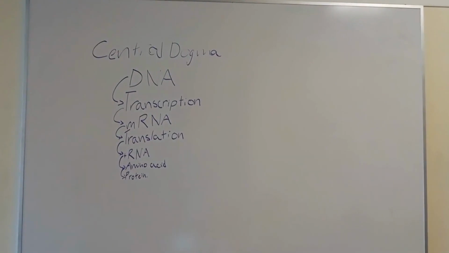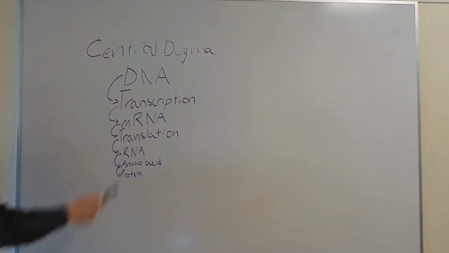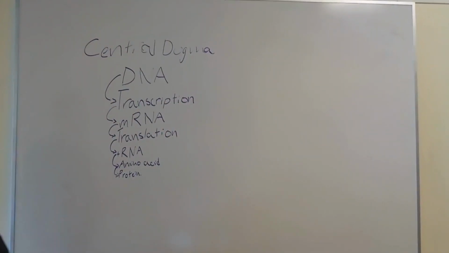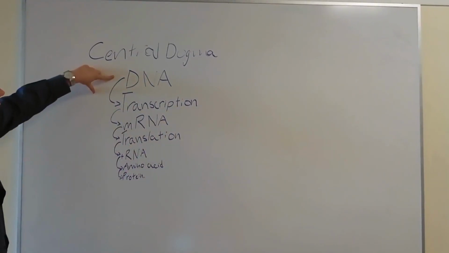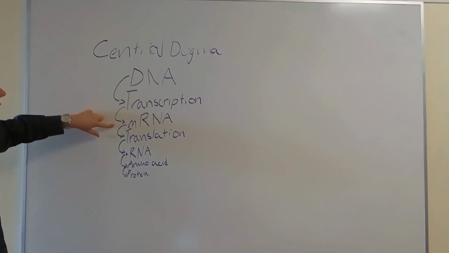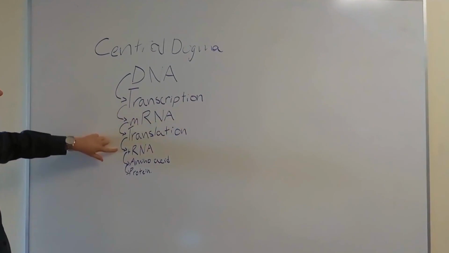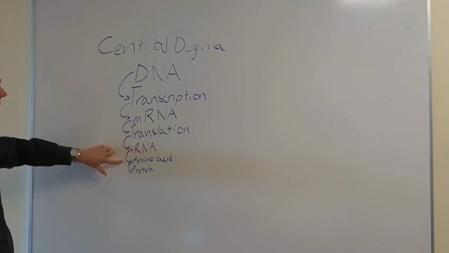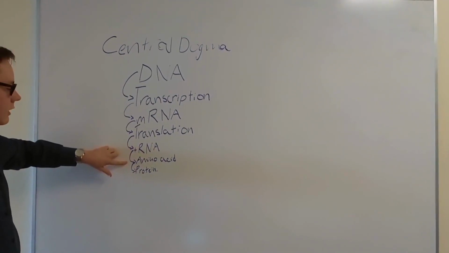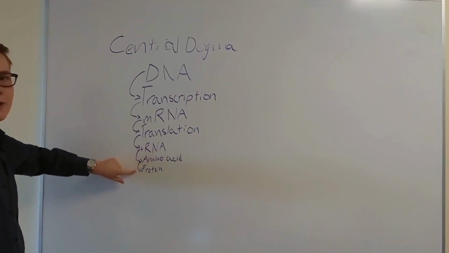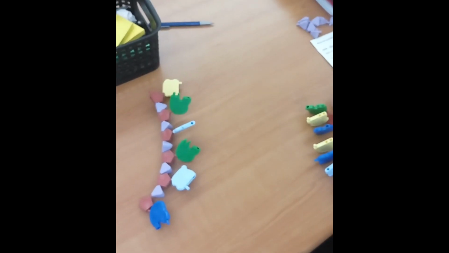Dogma explains that DNA results in a protein, and it's the process by which this happens, where DNA is transcribed into RNA, which is then translated into tRNA, which produces an amino acid, which in turn connects a bunch of amino acids together to create a protein.